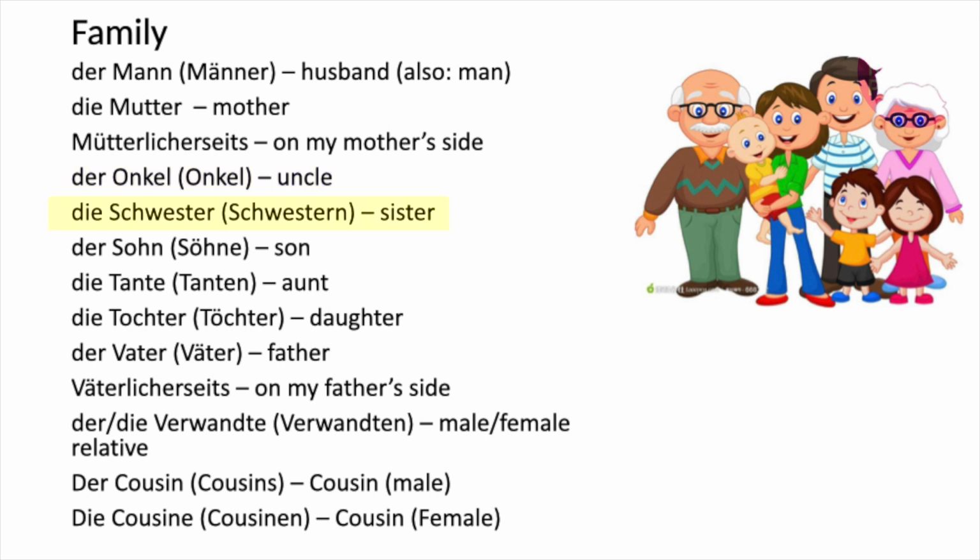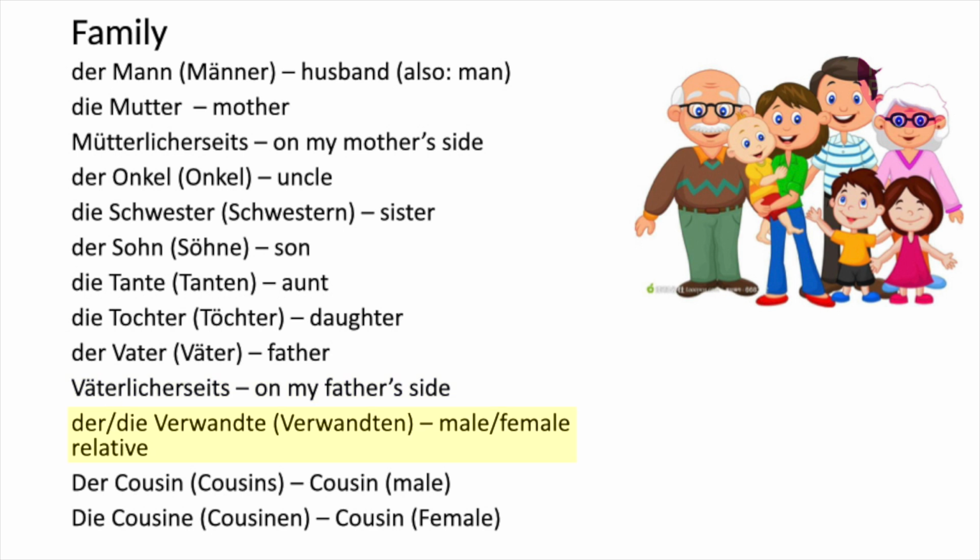Die Schwester is the sister. Der Sohn is the son. Die Tante is an aunt. Die Tochter is the daughter. Der Vater is the father. Väterlicherseits is on the father's side, much like Mutterlicherseits is for the mother's side.